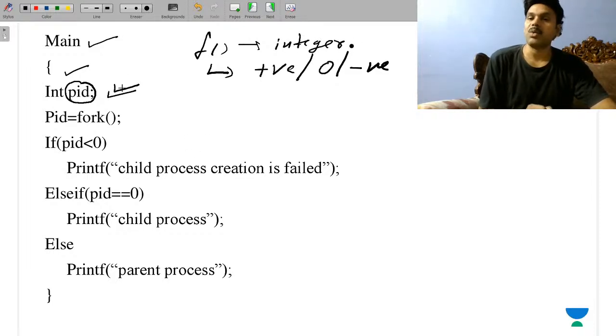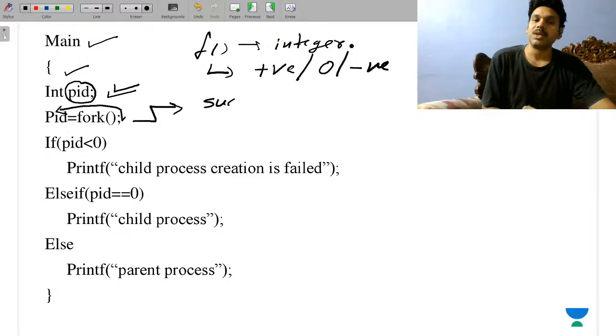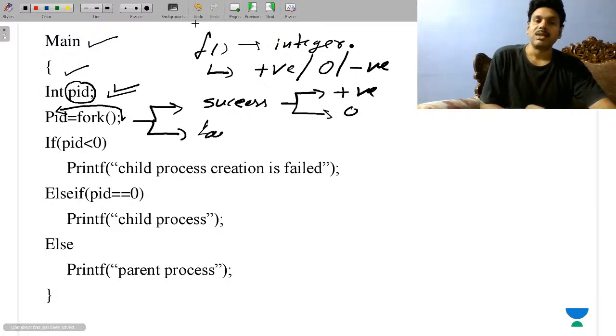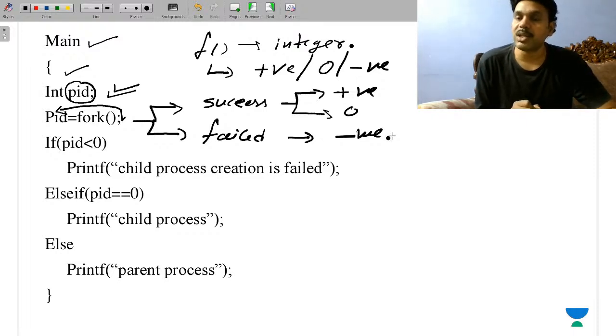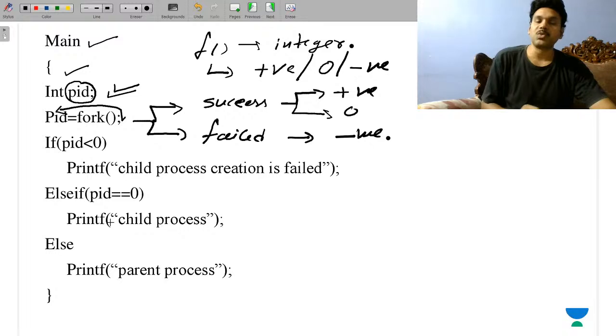I am taking one variable called PID and I have assigned this fork to this PID. Observe carefully, friends. As soon as you assign this fork to this PID, if fork succeeds, we know it is going to create a positive value and a zero value. If the fork failed, then what do we understand? It is going to give a negative value to the process which is calling your fork statement.